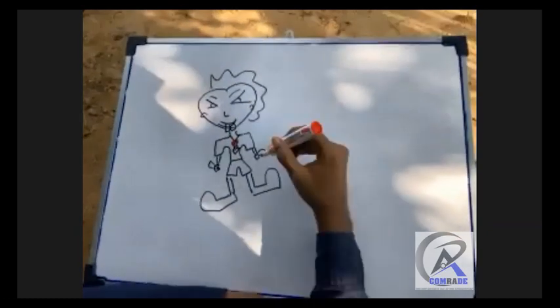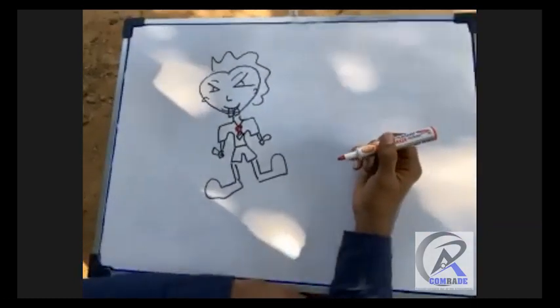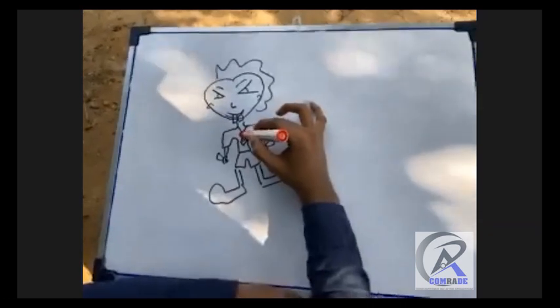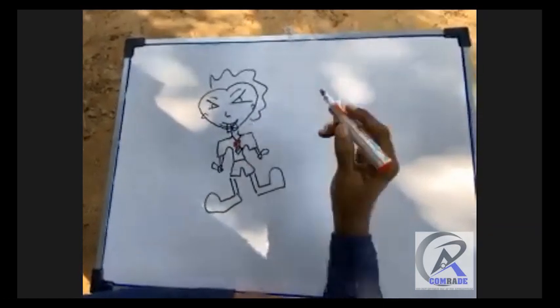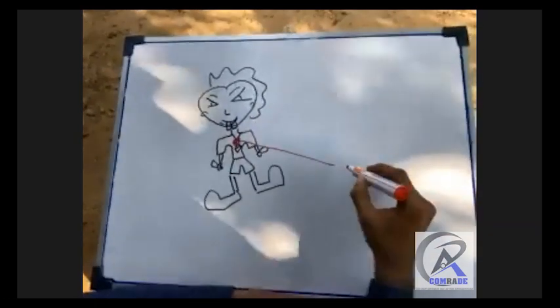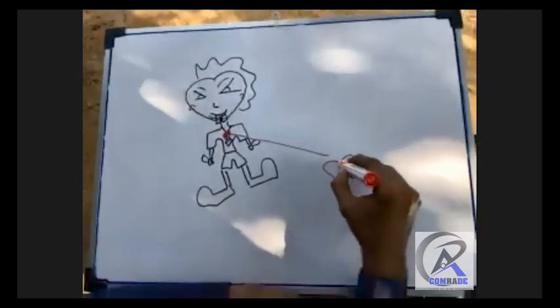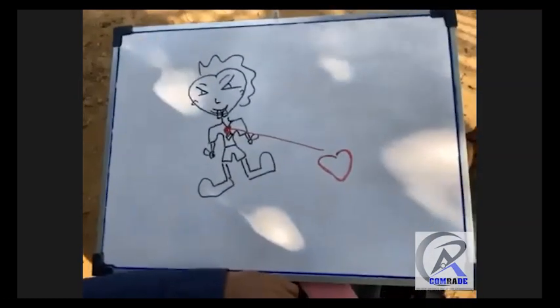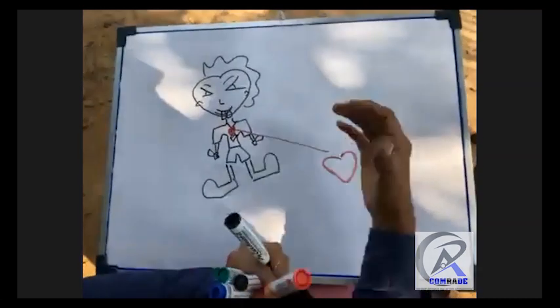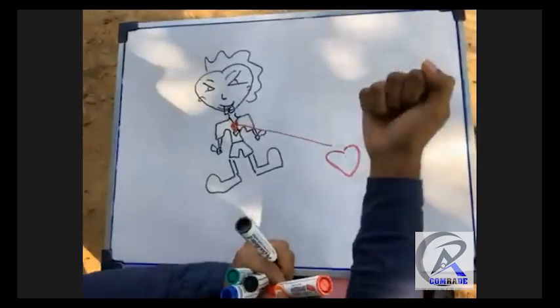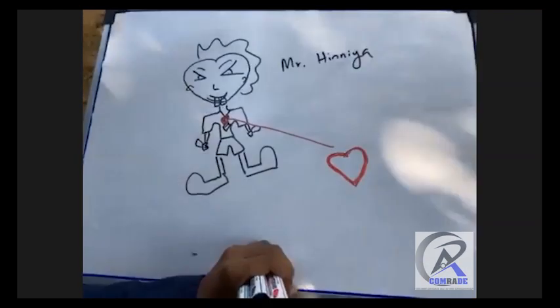He has a blood circulatory system which combines with this heart of Hinia. This heart is, when you fist your hand like this, it's that side. That's your heart.